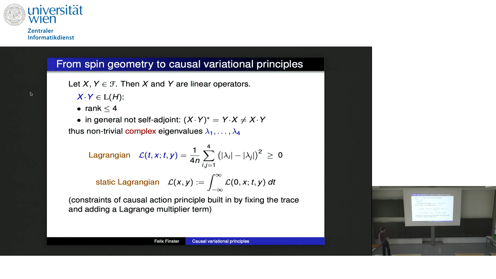And then we write down the Lagrangian in this way. We take absolute values of the eigenvalues, subtract them, square it, and sum over all the eigenvalues. So this is the causal Lagrangian. Now in the static setting, one has to integrate over time. In order not to get infinity, one just integrates once over time. And this is then the static Lagrangian.